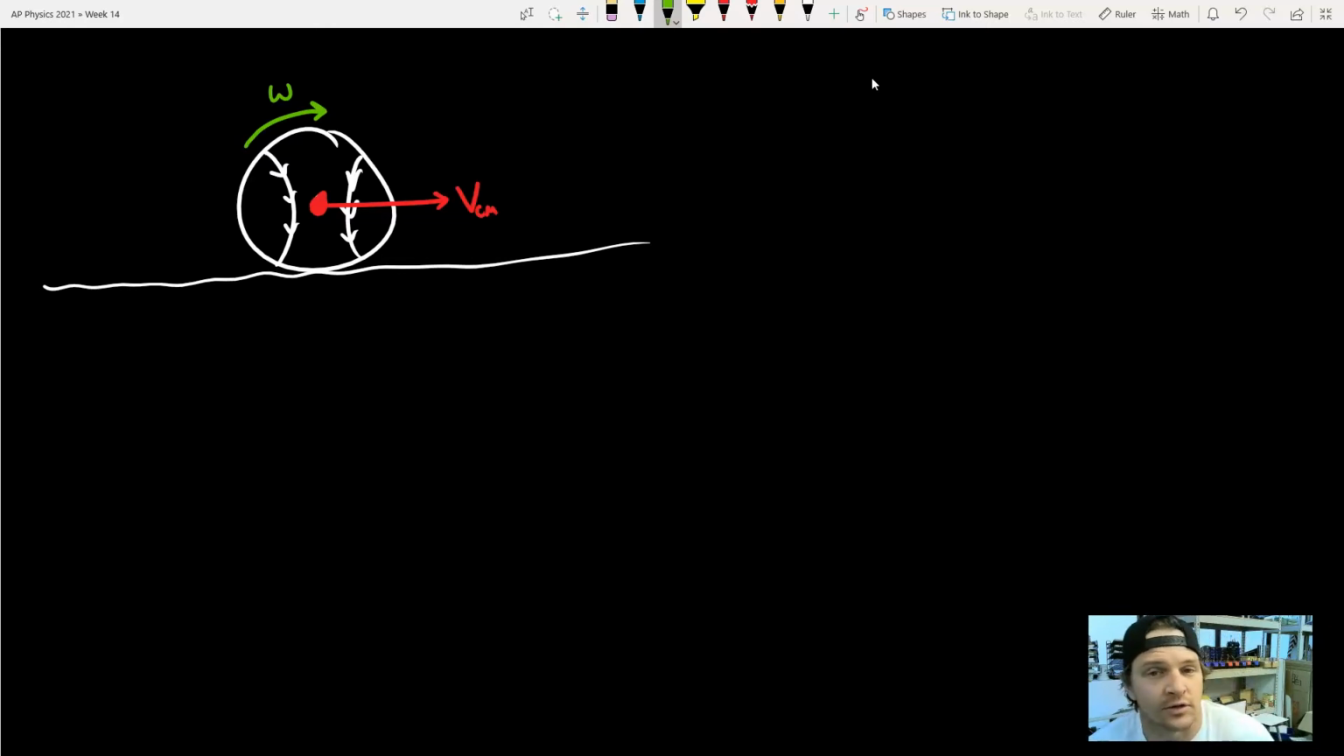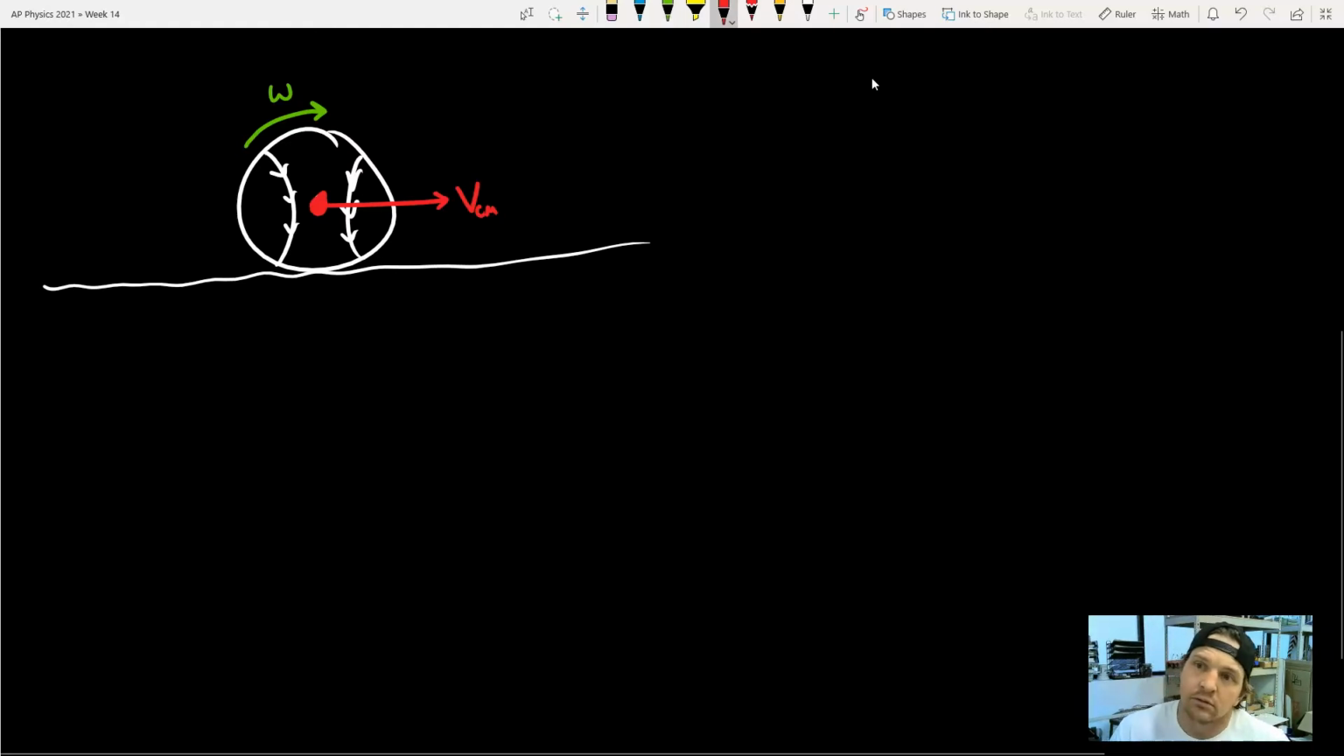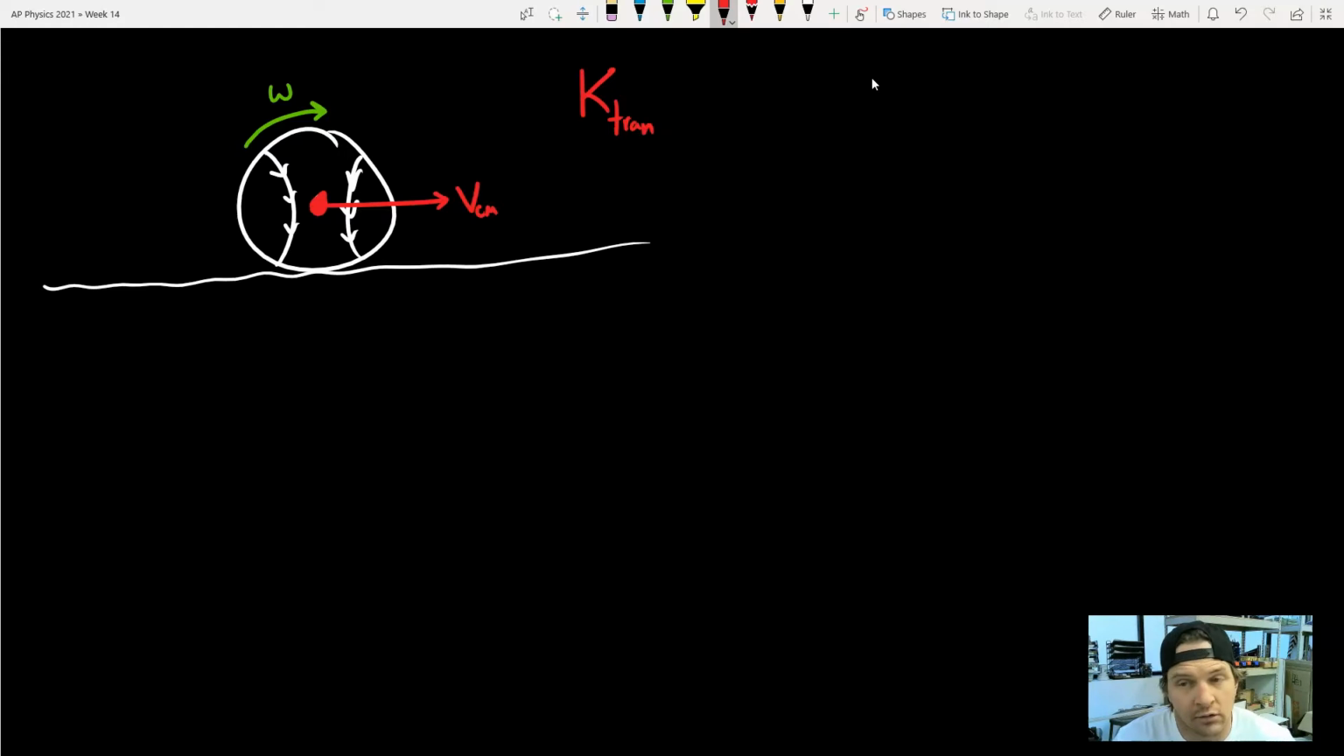Omega, that's the symbol for angular velocity. So this would have kinetic translational motion, represented with K, usually TRA or tran, right? And then it would also have rotational kinetic energy. So this would have both those types of kinetic energy. When we talk about conservation of energy, actually we don't even get to that yet.